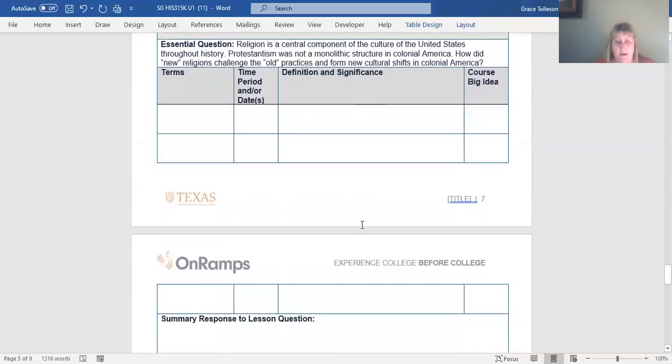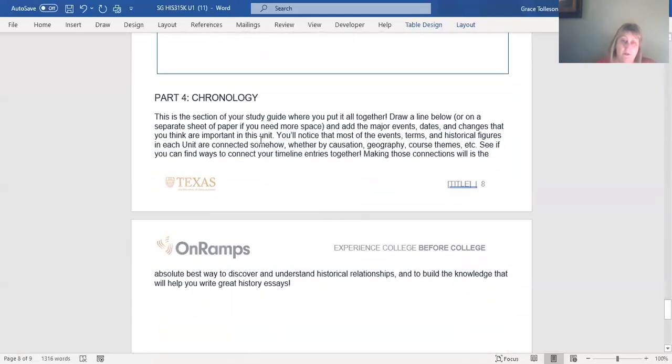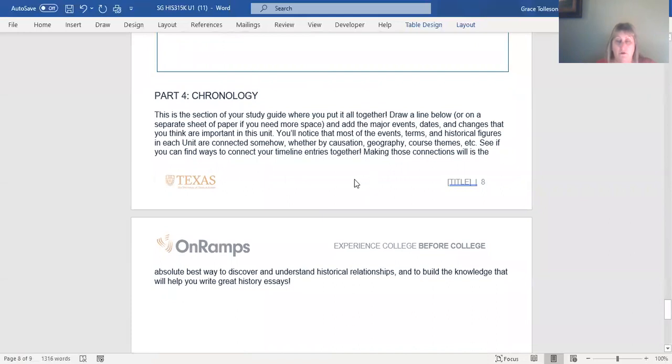Okay. Part 4 is chronology, basically making a timeline. So this section of your study guide is where you're going to put it all together. You're going to draw a line. You can do it on a separate sheet of paper if you need to add major events, dates, or changes that you think are important in this unit.